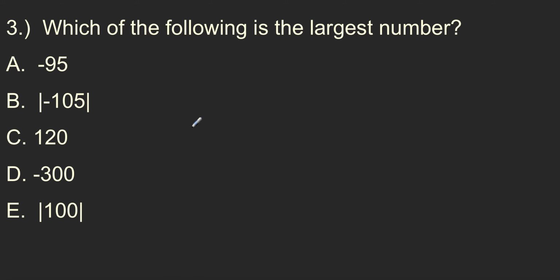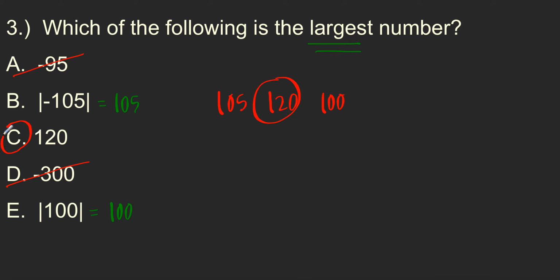Let's convert our absolute values to what they really are. The absolute value of negative 105 is actually positive 105, and the absolute value of 100 is actually 100. They want to know which one's the largest, so next I would throw out these negative numbers. Those are certainly not large. Negative numbers are actually very small. So what we're really doing is comparing 105, 120, and 100. Out of all those, 120 is the biggest, so our answer choice is C.